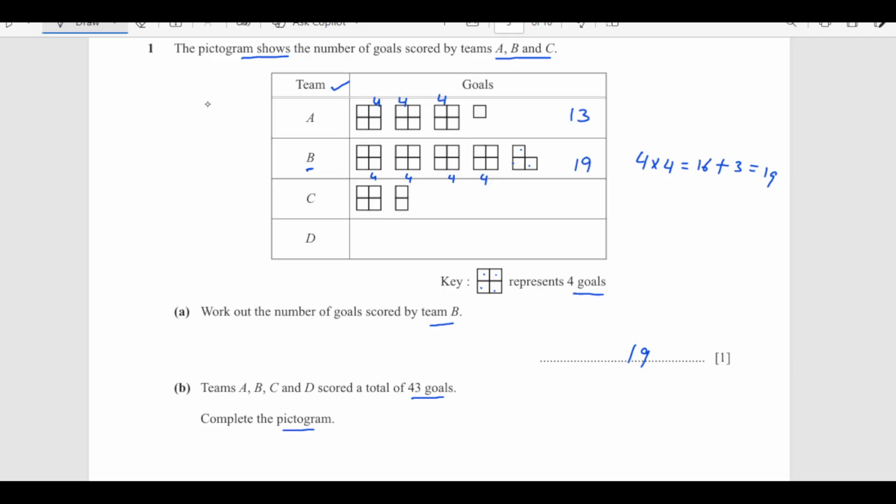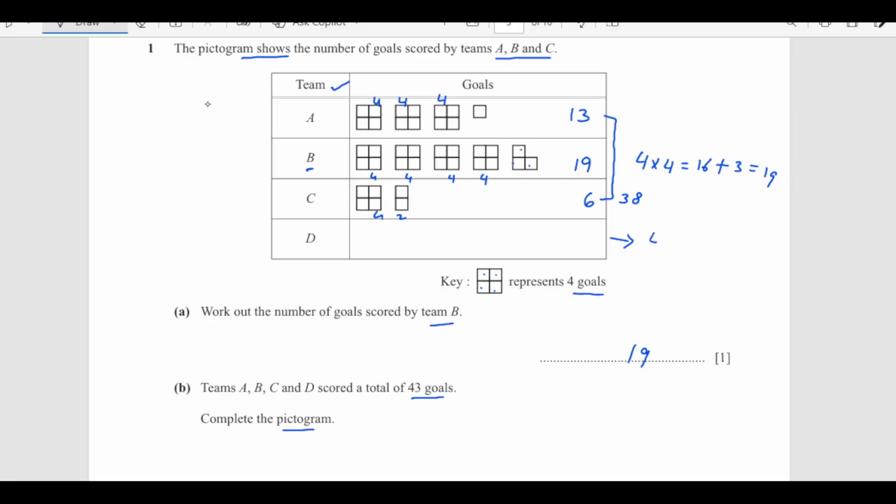We have just done that. And here we have 4 and 2, it is 6. So we are going to add all of them, and then subtract the total from 43 as we are given. So I'm going to add all of them: 13 plus 19 plus 6, so we have 38. So the total of this is 38, right?